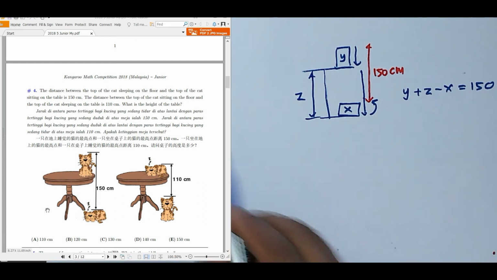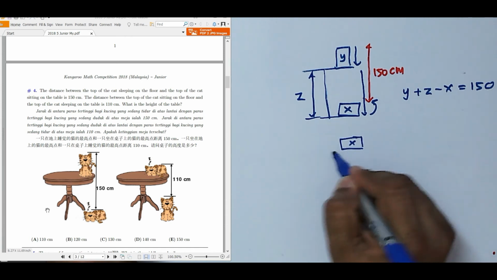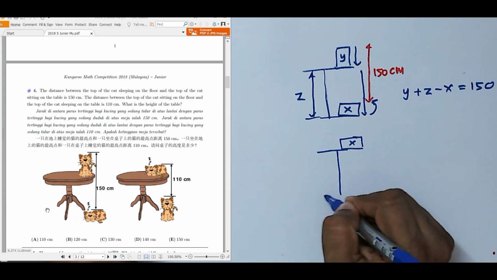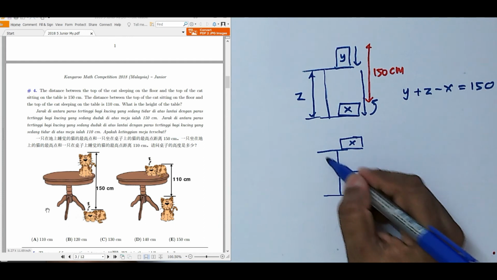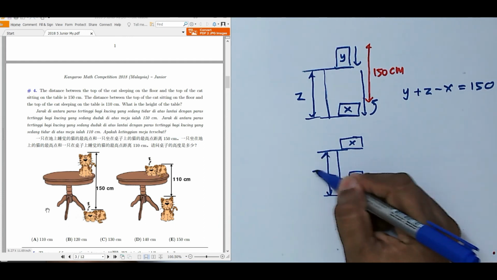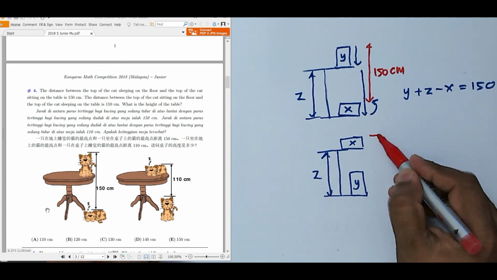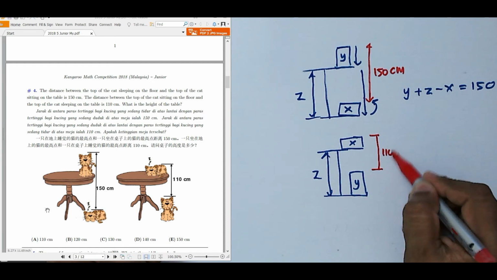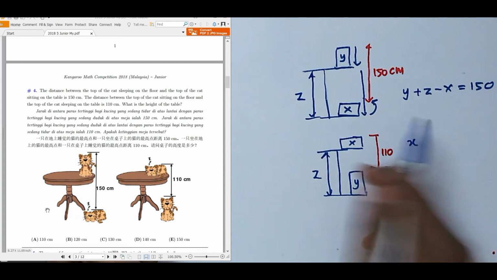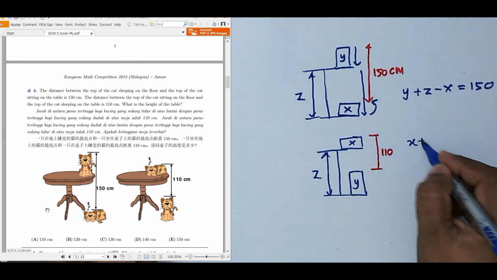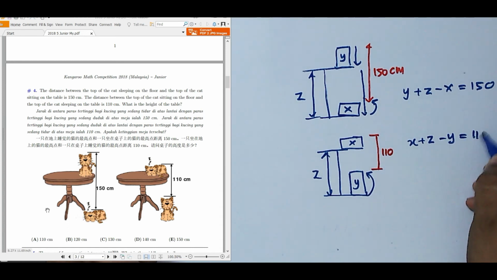The next one, same thing. The cat on top of the table is sleeping, this is x now. This is the table, and the cat here is sitting. z is still the same, the height of the table. Now they gave you from here to here is 110. Now we create the equation: x plus z, and then minus y, equal to 110.